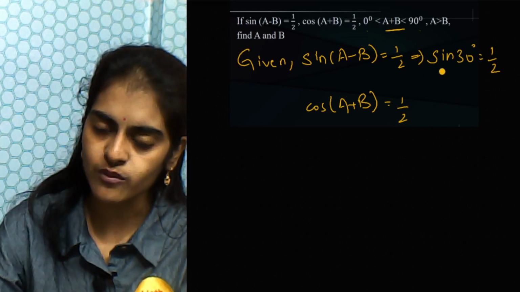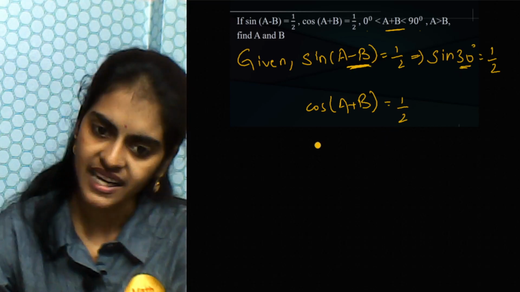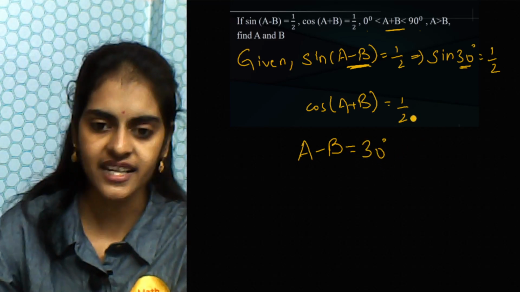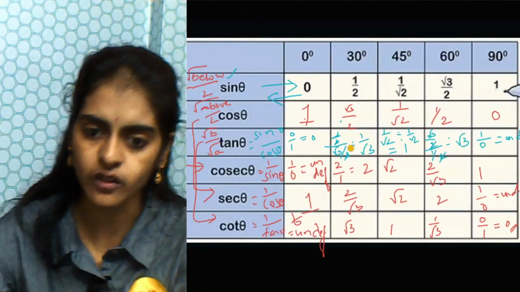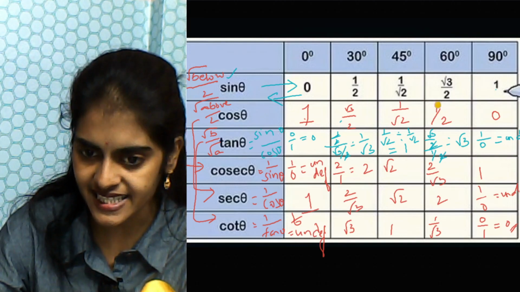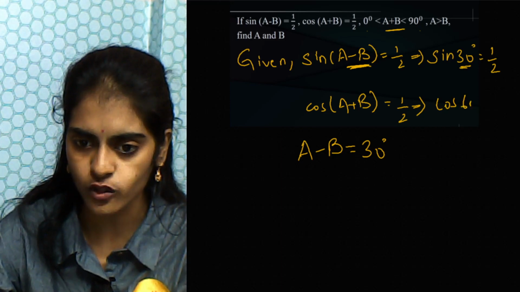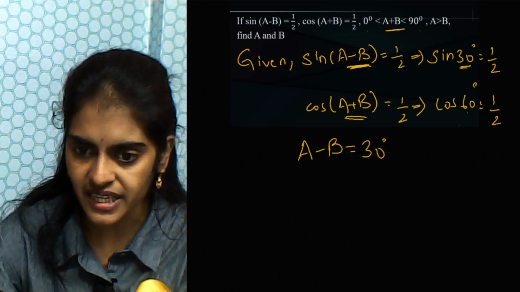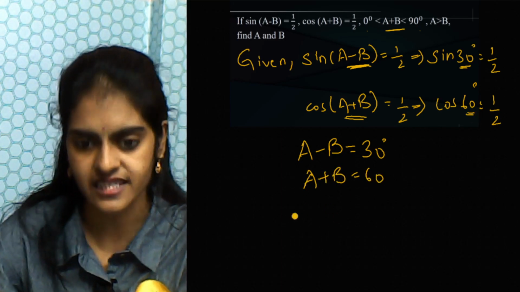From this, what can I say? I can say that a minus b should be equal to 30 degrees, isn't it? Understood? Now tell me, for which angle is the cos value 1 by 2? See, cos 60 is 1 by 2. Now comparing, I can see a plus b is nothing but 60 degrees.